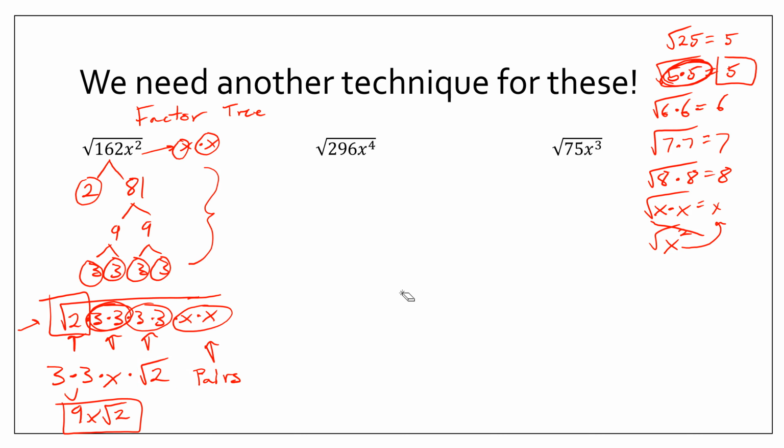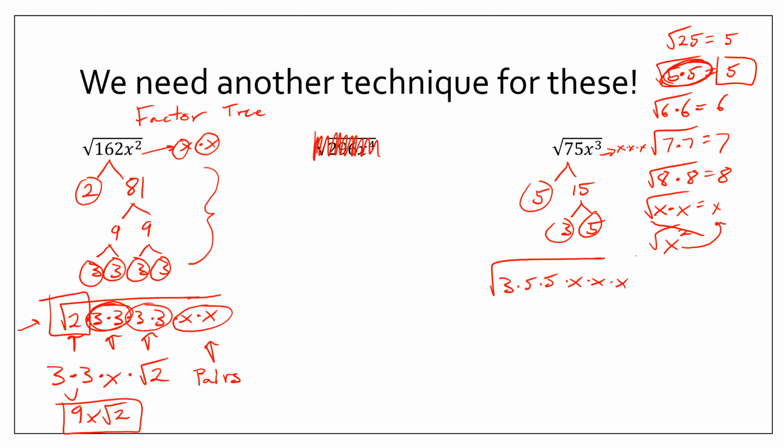Okay, let's do 2 more examples quickly. Actually, time's getting a little long, so forget this example. It's a big number. We'll practice more with big numbers in class. Let's just do this final example. All right, x cubed is x times x times x. 75 is a multiple of 5, and I think if I divide 75 by 5, I get 15. 15 in turn is 3 times 5. Okay, so let's rewrite my square root as 3 times 5 times 5 times x times x times x.